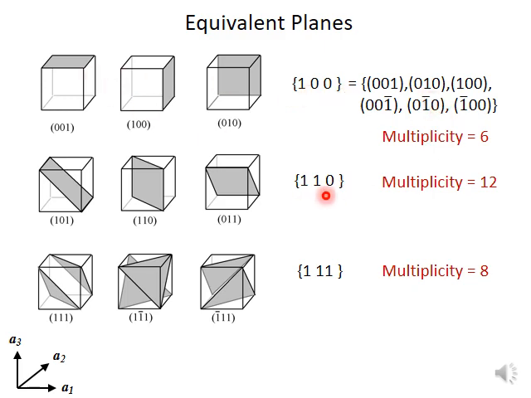Then you have a 110 plane, and different members of this 110 set of planes. They look exactly the same if you look at the crystal from specific angles. The 110 set of planes has a multiplicity of 12. Similarly, 111 has a multiplicity of 8. So the multiplicity number is basically how many different combinations you can have of the same Miller indices.